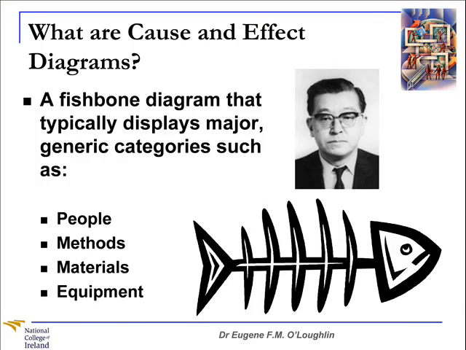So first of all, what is a cause and effect diagram? Well, it's generally regarded as a fishbone diagram that typically displays major generic categories such as people, methods, materials and equipment that cause an effect that's often perceived as a problem. It was first applied by Kaoru Ishikawa in 1950, and it can be used to systematically analyze cause and effect relationships and to identify potential root causes of a problem. And it's a good idea to use a diagram like this to display in increasing detail all of the possible causes related to a problem.